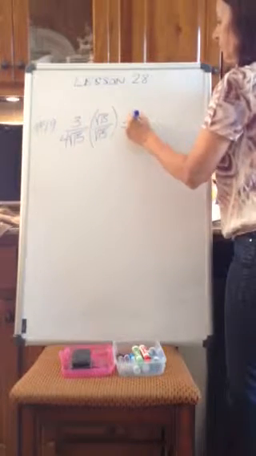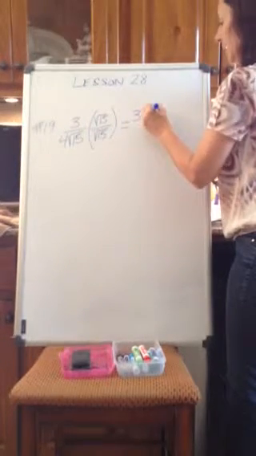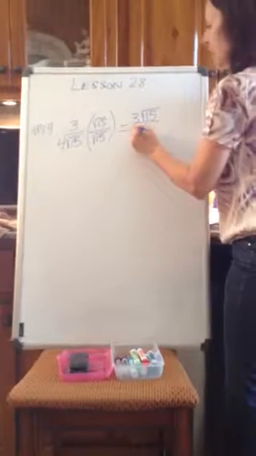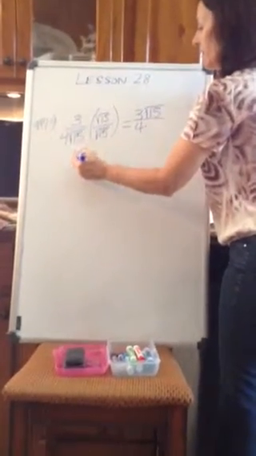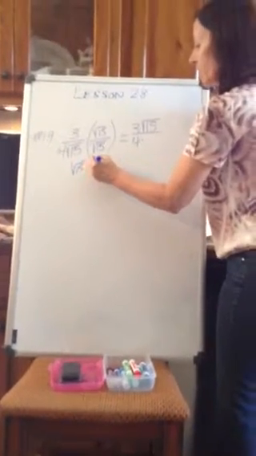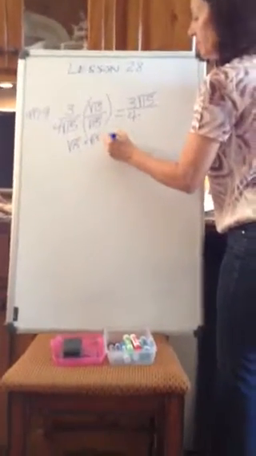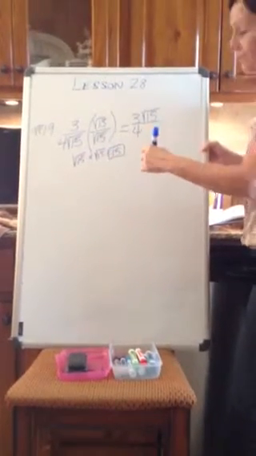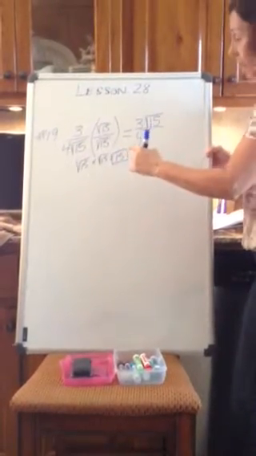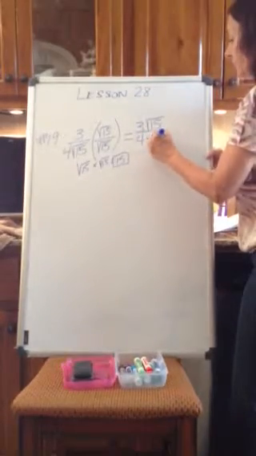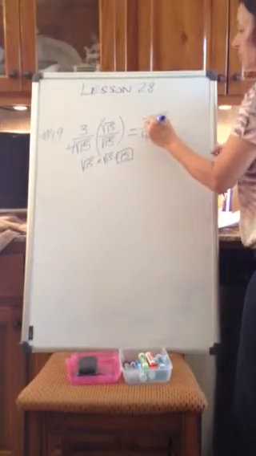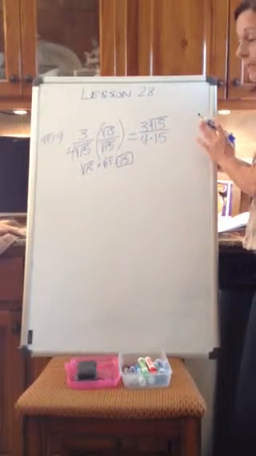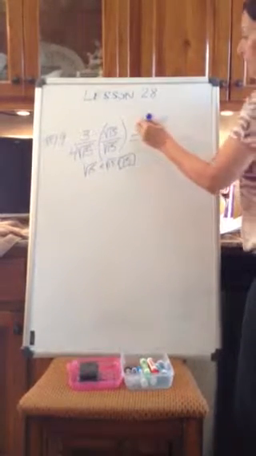3 times the square root of 15 is 3 times the square root of 15 over 4 times, again, square root of 15 times the square root of 15 is 15. So the very same radical multiplied by itself is always just the number under the radical. So it's 4 times 15. Because these are multiplied, I can see if I can reduce before I then multiply it out.